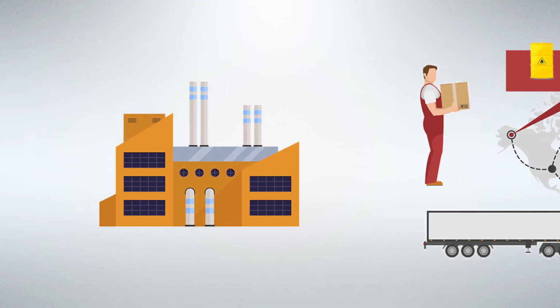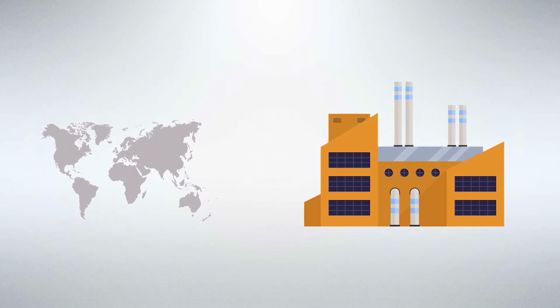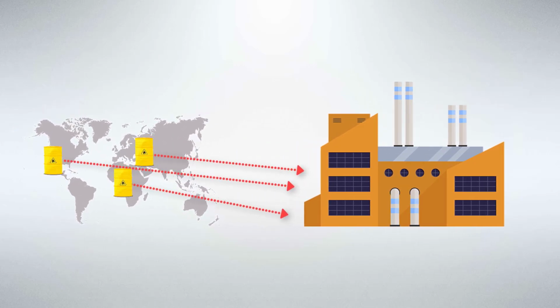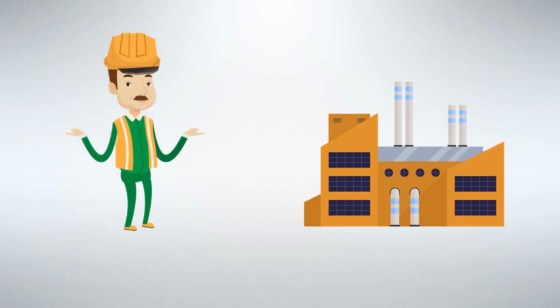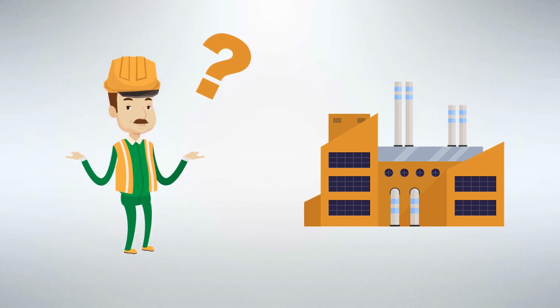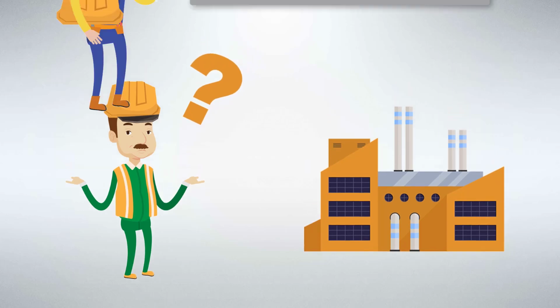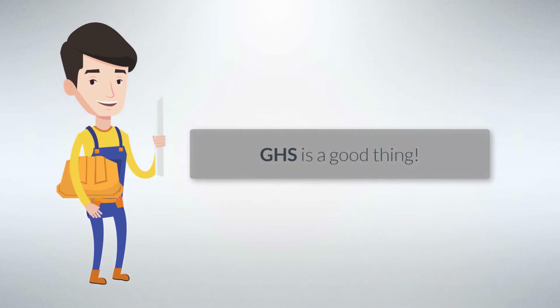Think about it. Imagine if your company was getting hazardous products from several different countries, and each of those countries had a different system in place for classifying and communicating information about them. This could be really confusing for all of us, and it would be a nightmare to train everyone and stay up to speed on all the systems. GHS is a good thing, and the changes to WHMIS are welcomed.